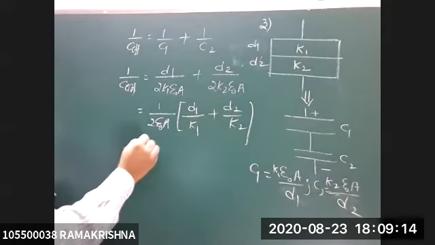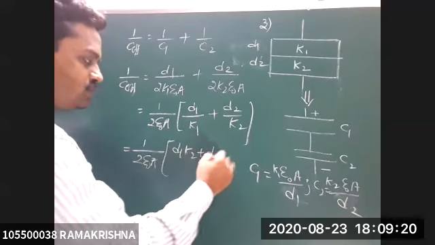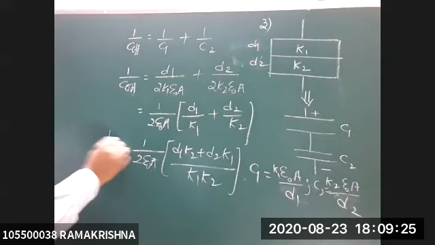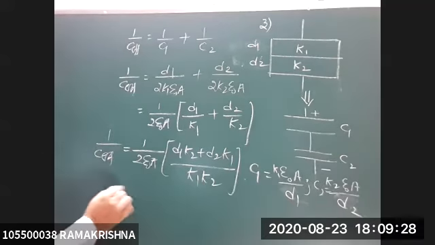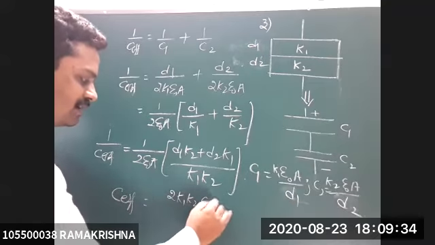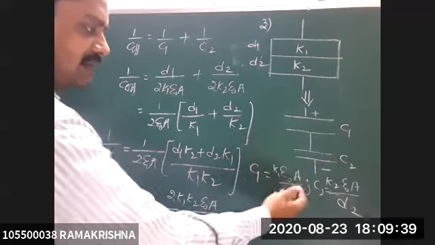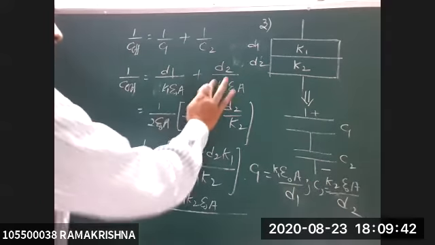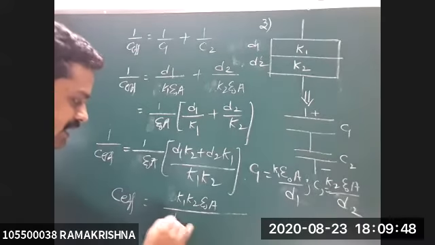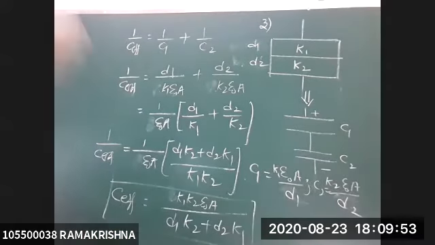So cross multiply it: 1 by 2 epsilon naught A times d1 K2 plus d2 K1 by K1 K2, right? So this is the reciprocal of effective capacitance, and C effective is written as 2 K1 K2 epsilon naught A by d1 K2 plus d2 K1. Here d1 is equal to just d, so there is no 2 here, right? So it is K1 K2 epsilon naught A by d1 K2 plus d2 K1, right?